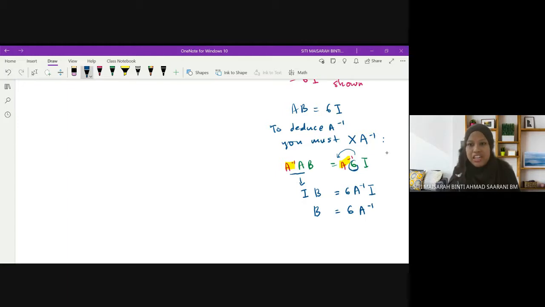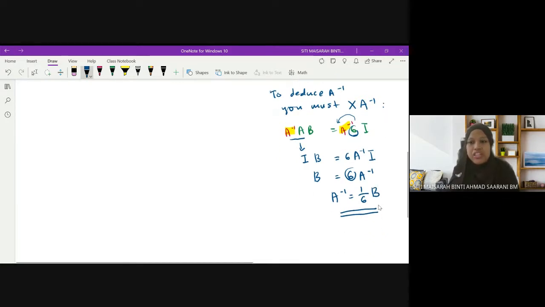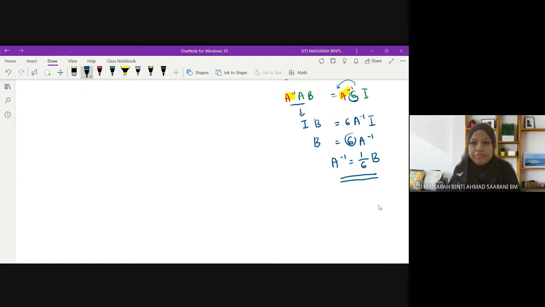So then finally, A inverse is equal to 1/6 multiplied by B. Move this constant 6 over here, it will become 1/6 multiplied by B. So this is what we deduce: A inverse equals 1/6 B. And then after that you have to find A inverse. To find A inverse, substitute 1/6 multiplied with matrix B.